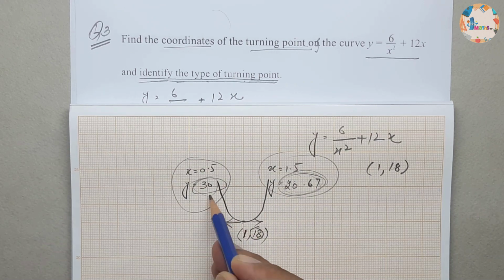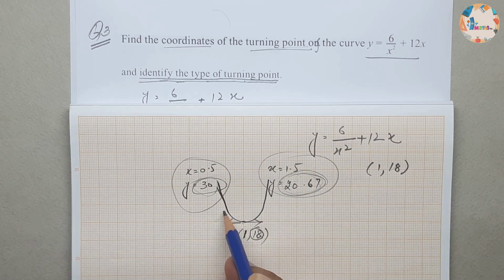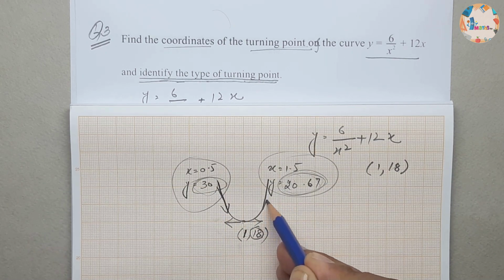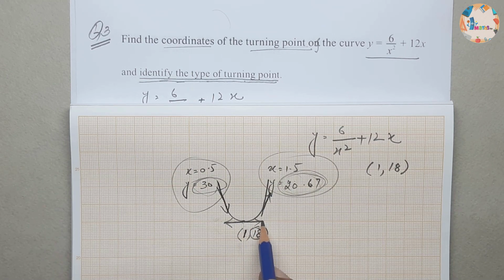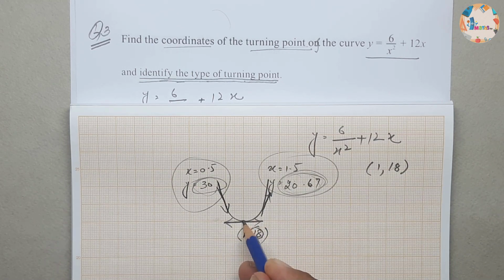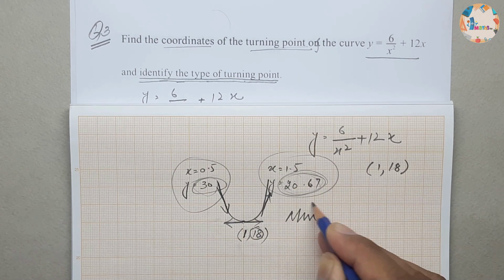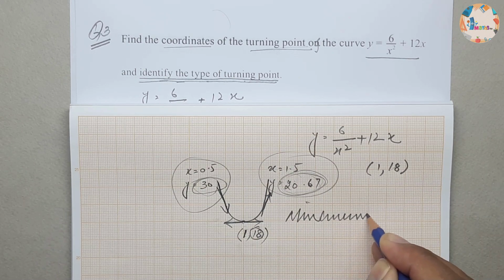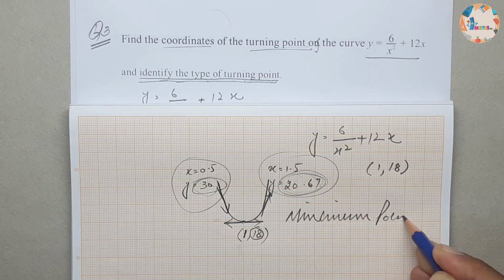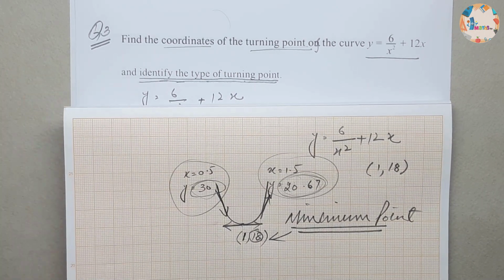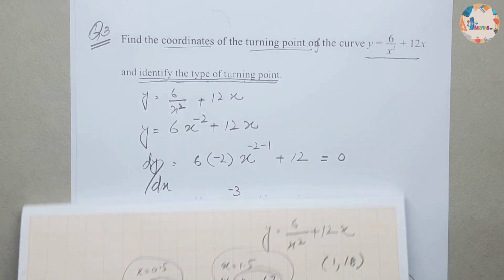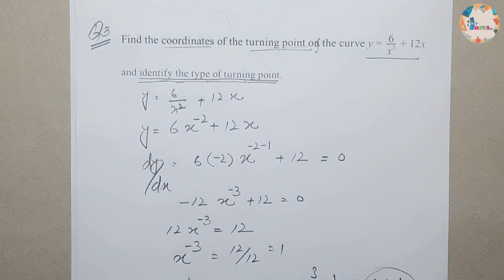So it means gradient on this side is negative and gradient on this side is positive, and this will be horizontal line, so zero gradient. So this is the minimum point. In this case, this will be minimum point, and minimum point is this one, 1 and 18. So answer which I have explained you on graph, we can write here this one as minimum.